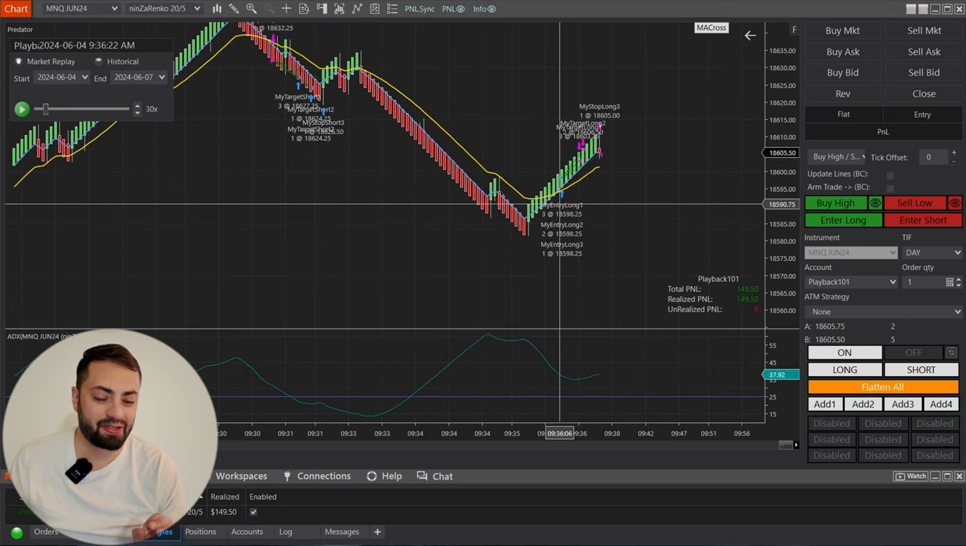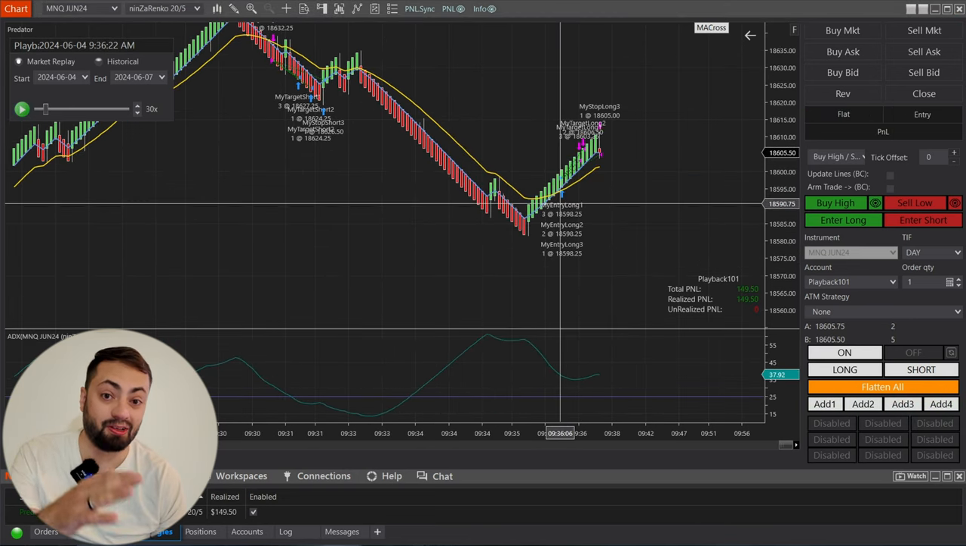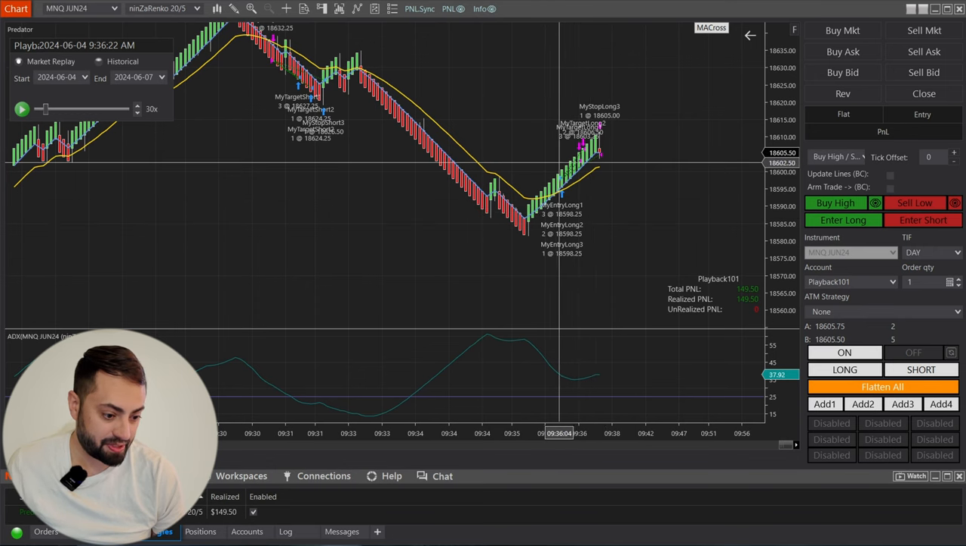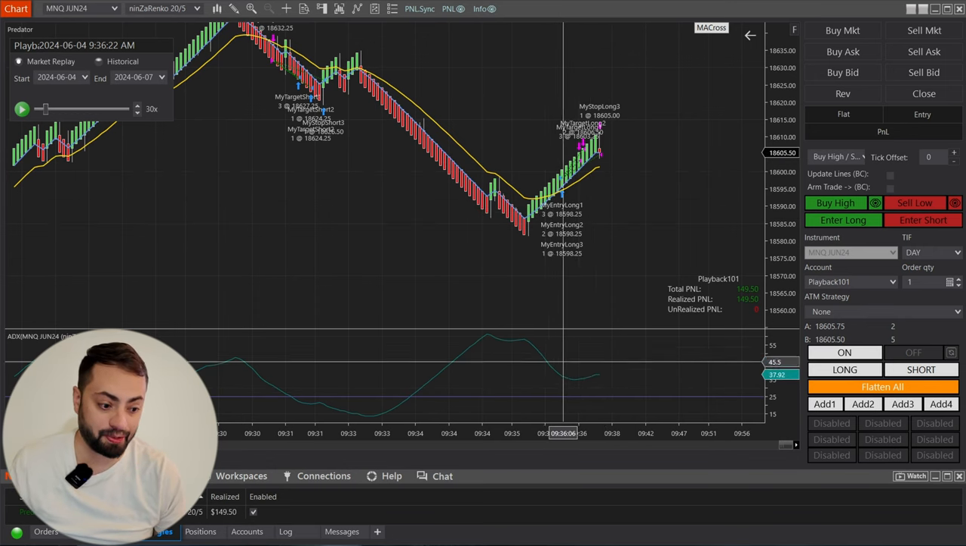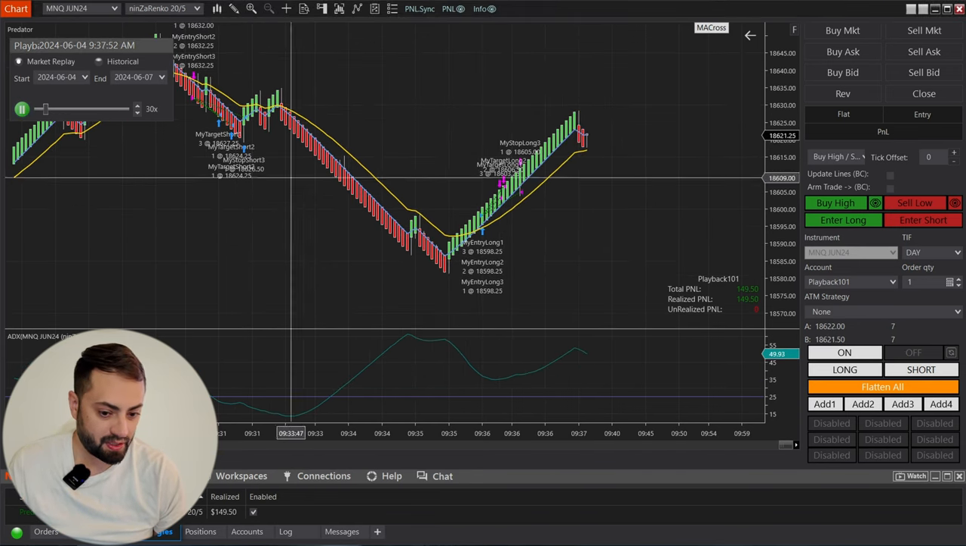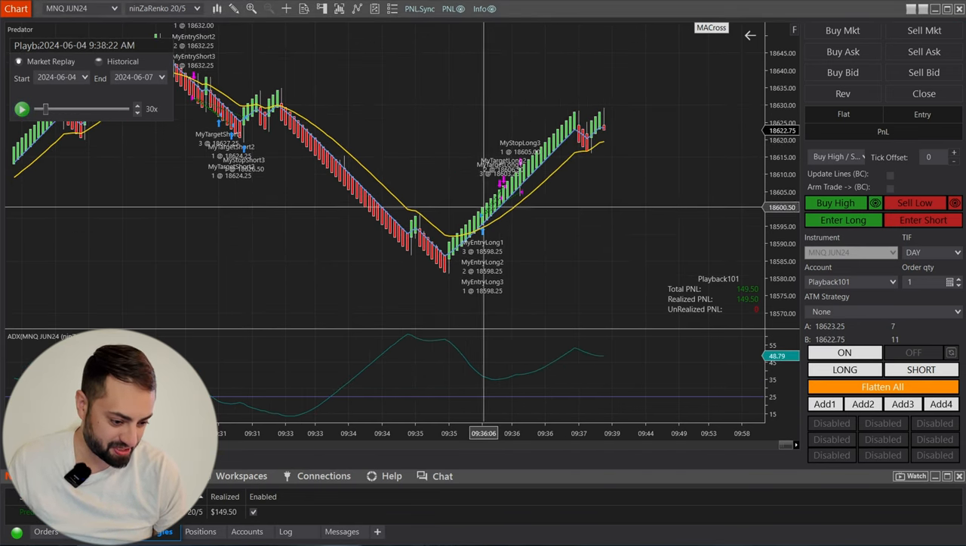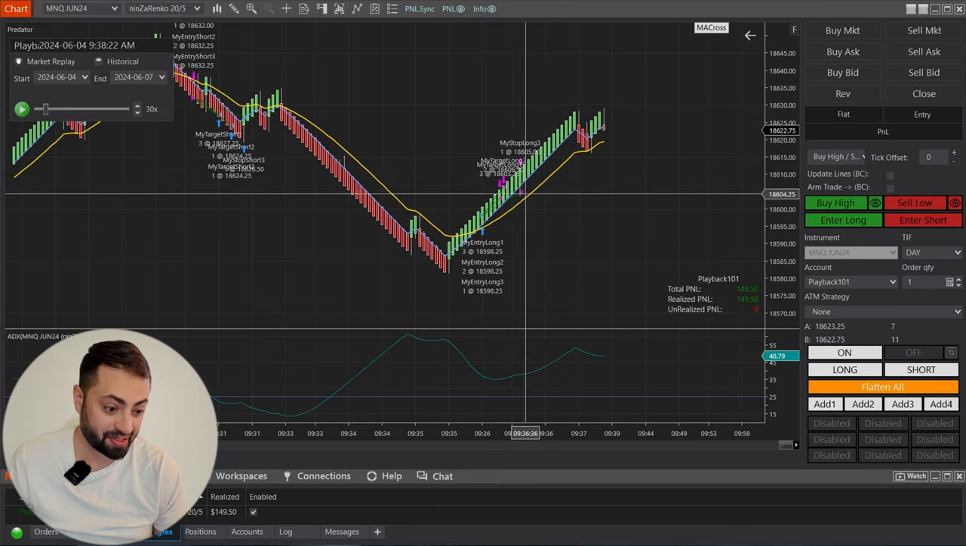Order filled. All right, so here we had a crossover in the long direction this time. So we can see it crossed over. The ADX is above the blue line. It's a valid long trade. So it played out pretty much the same as well. It got stopped out on the little wick.